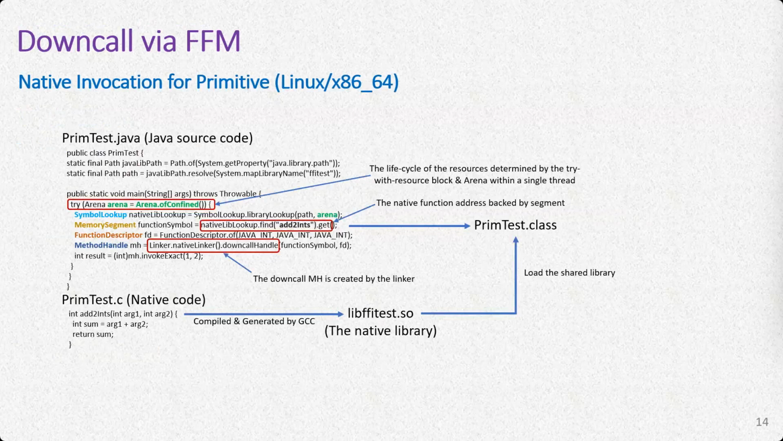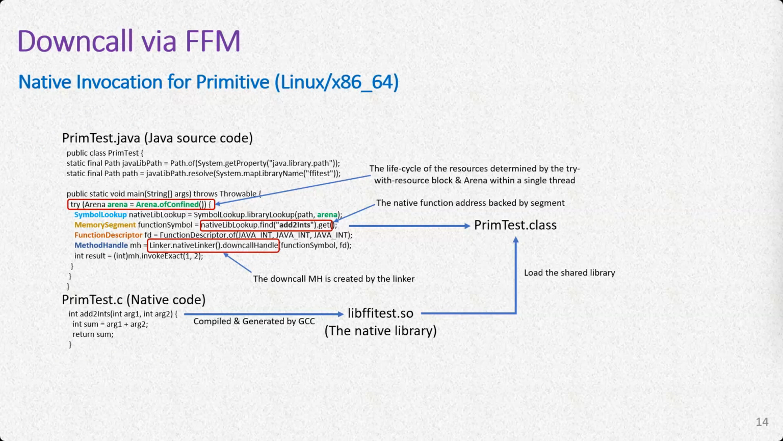This is an example for the primitive downcall. It may not be too special in terms of the steps to generate a library for the native invocation as compared to JNI. But the fundamental difference comes from the Java and native code themselves. The first thing to settle down in Java is where to put your code for native access. Actually, I already explained it in the previous slides.